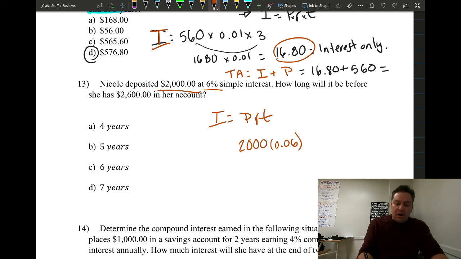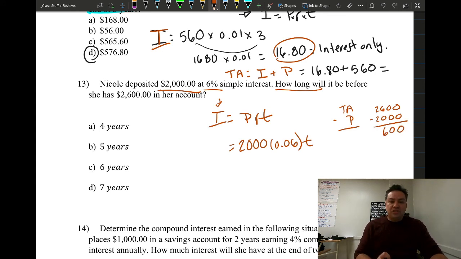The time, how long, that's what we're looking for. I don't know that. And the interest, we know kind of, because I know how much she's going to have at the end, and I know how much she had at the beginning. So to find the gain right there, all I have to do is subtract the total amount minus the principal, which is $2,600 minus the 2,000 that I started with, which gives me $600. So she earned $600 in interest. So that's gonna be my I.